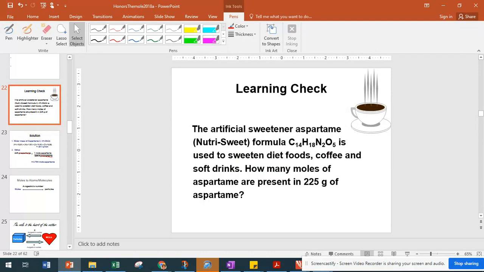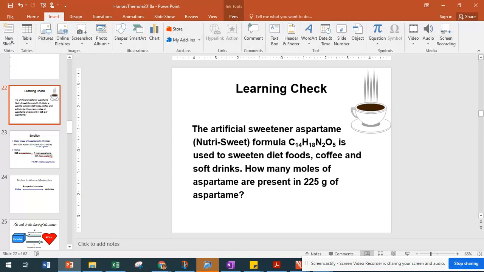Okay, so we have here 212 grams of aspartame, and we're going to go from grams to moles. So I'm going to insert another slide.